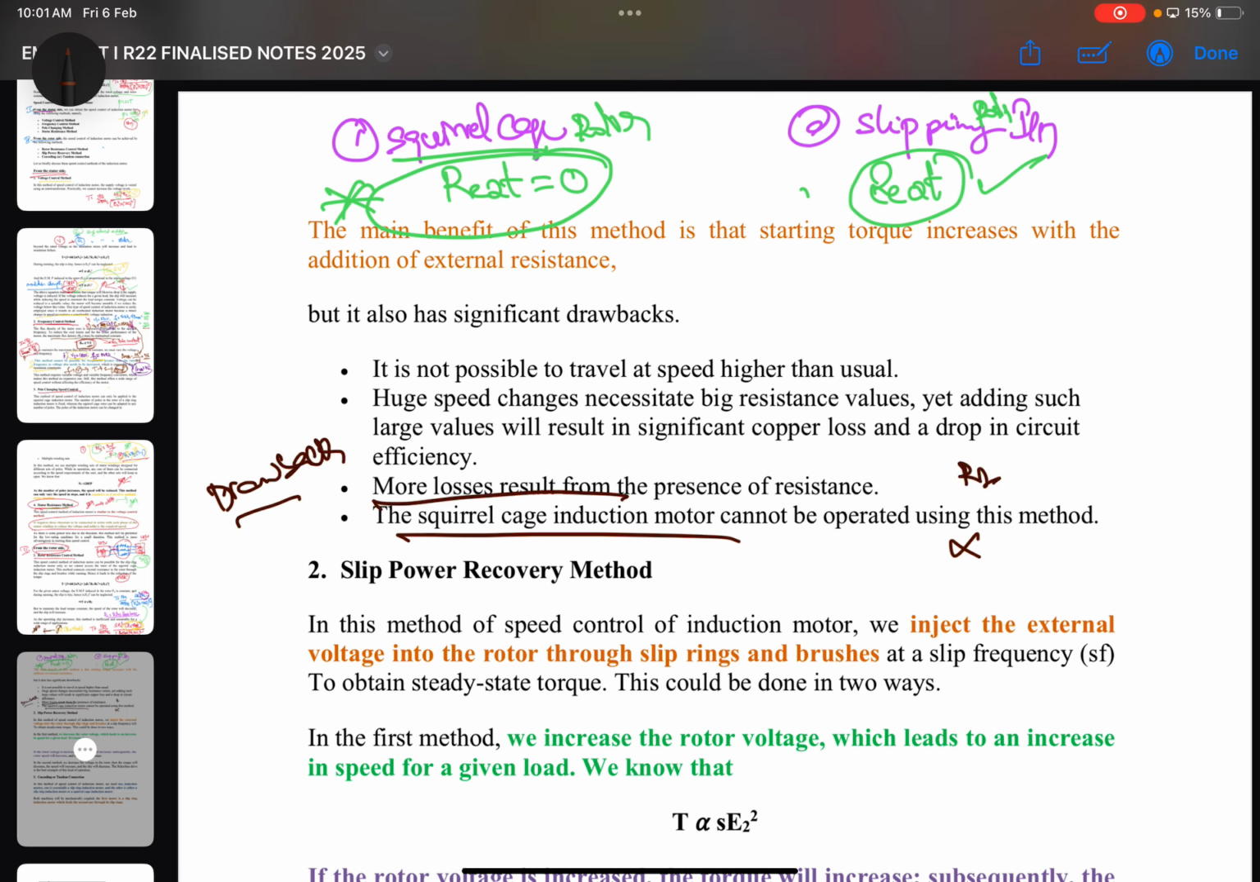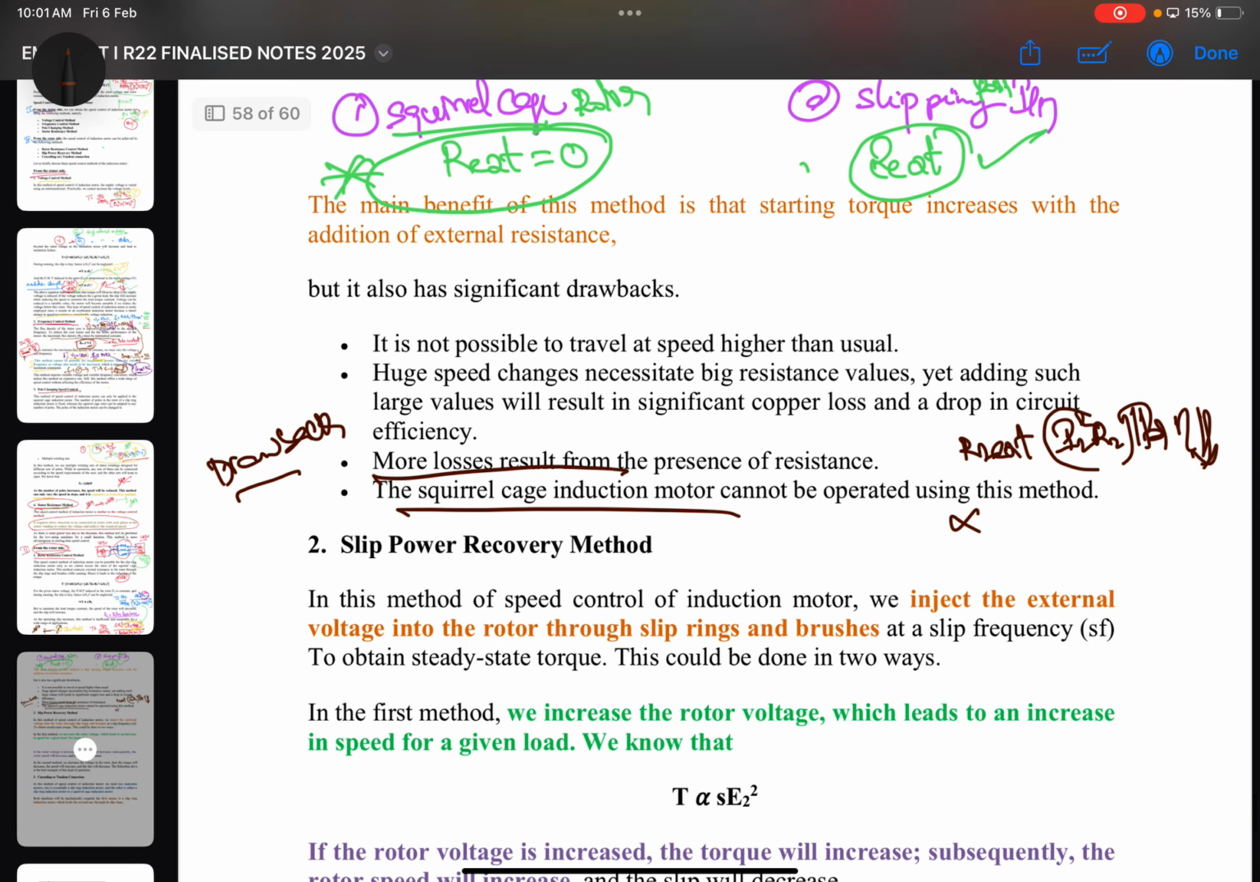Whenever R external is added here, I square R losses will be increasing and efficiency will be decreasing here. This is the major drawback here. Okay, I hope it's clear.